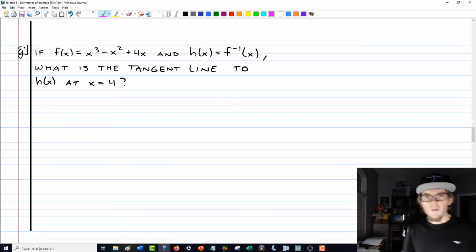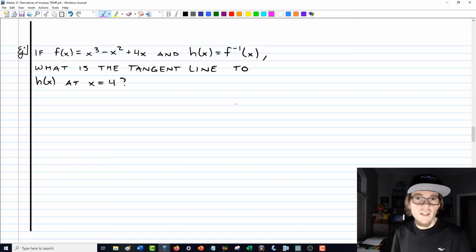So our next example, this is a more advanced question, but I think it's a good one to look at here. Obviously, in a more extended lesson, you'd have more time to think about it and talk about it, but still. It tells us that if f of x is equal to x cubed minus x squared plus 4x, and h of x equals f inverse of x, so we're talking about the inverse of that relation, what is the tangent line to h of x, the inverse, at x equals 4?